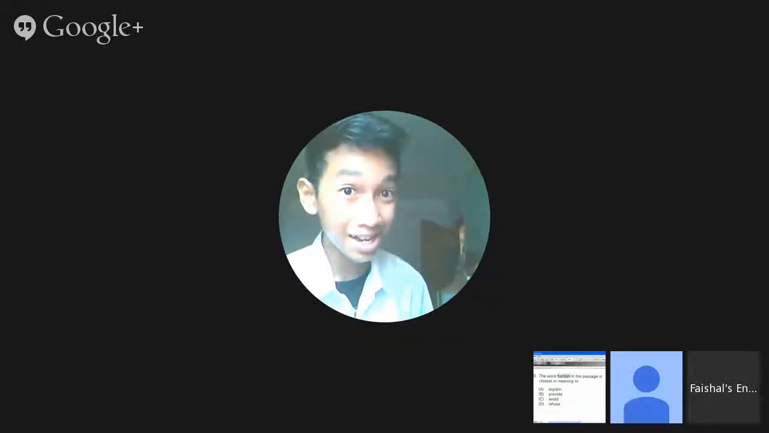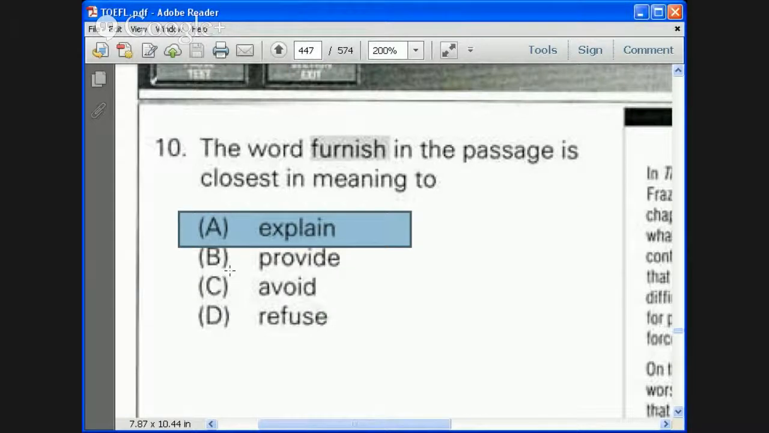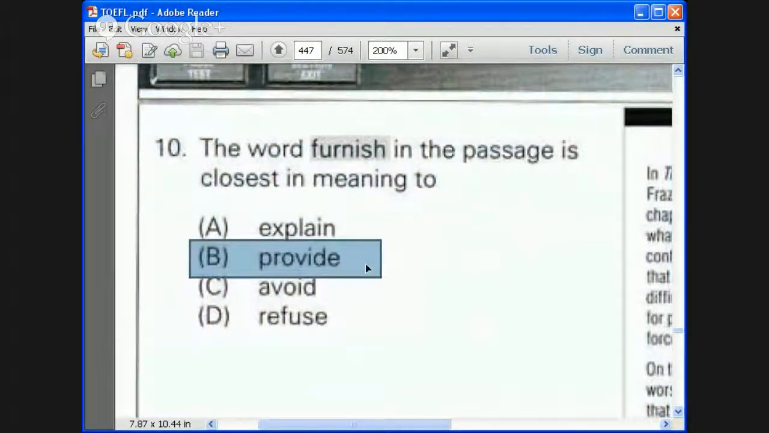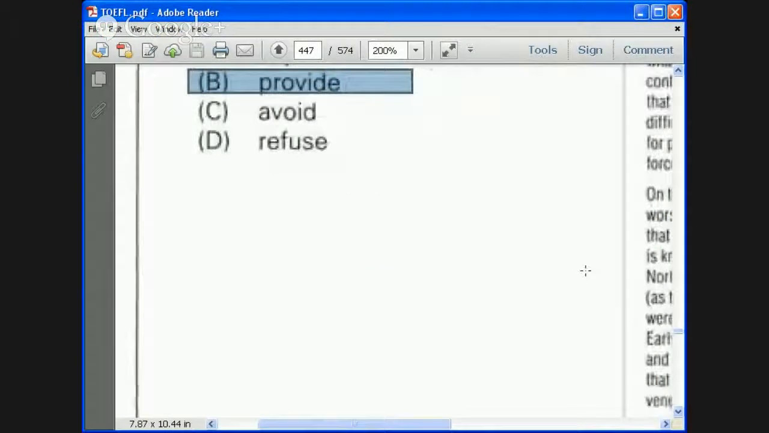So I eliminate C and D. Explain or provide. Would explain, would provide. No, they wouldn't ask the trees to explain rain. We don't understand rain, please explain it. Bring, provide. Furnish, right, provide. The tribesmen are asking the trees to do something with rain and sunshine. That's probably not going to ask them to explain it. Rain and sunshine they need for food. Right, provide.